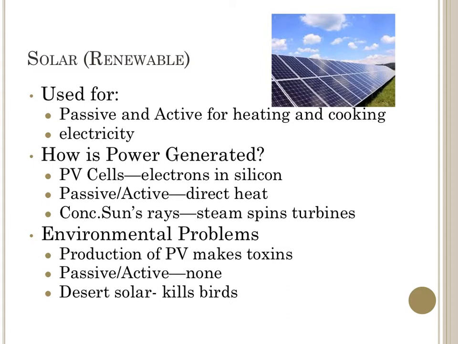So a lot of times when people think of solar energy, they think of that. And those are photovoltaic cells, which we call PV cells. But there are a lot of other ways to make solar energy: passive and active solar for heating and cooking. People do these things. So in your book, you sticky noted about these items, so make sure you know what passive and active solar is.